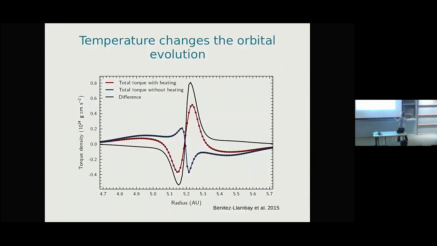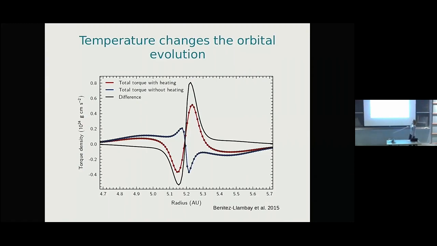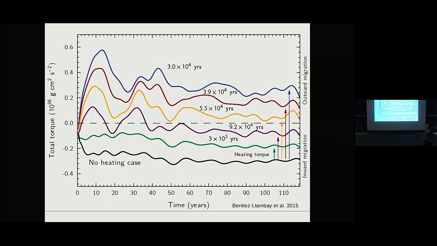So we have also found that radiative treatment or temperature are going to change the torques. So this was our paper back in 2015 in Nature. If you have heating versus without heating, the total torque looks completely different and changes direction. If you look here, the more heating we add, the higher we are in this plot. That means we have more and more outward migration. So the more heating means either slowing down inward migration or even reversing direction and going outward.